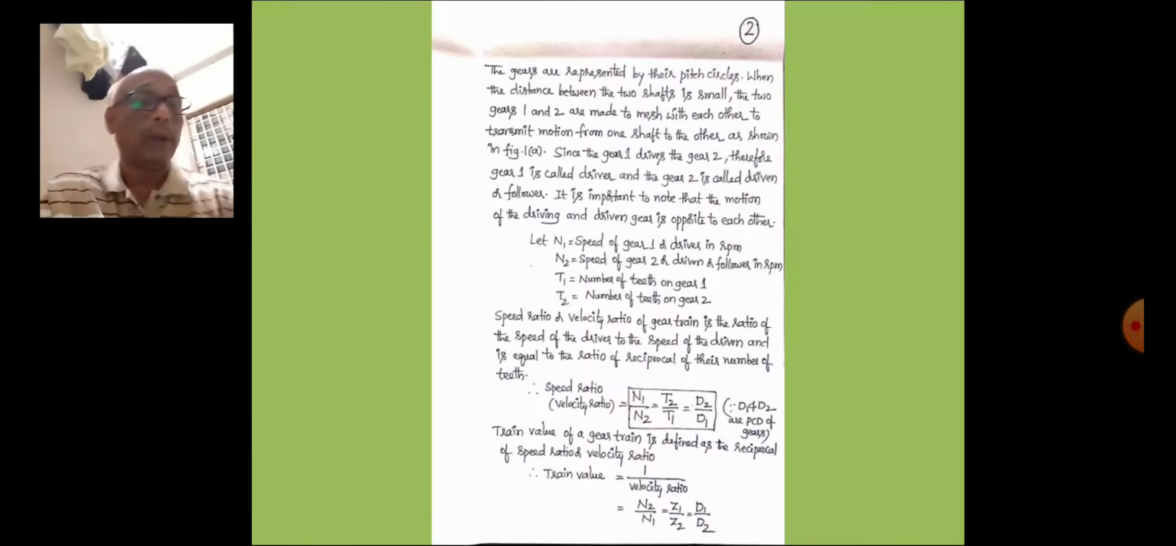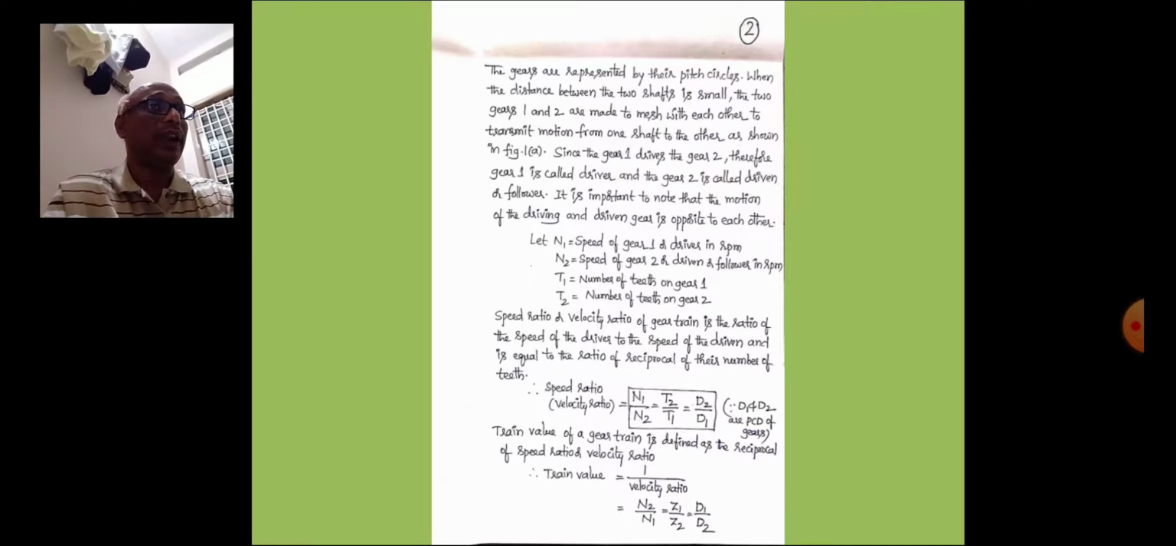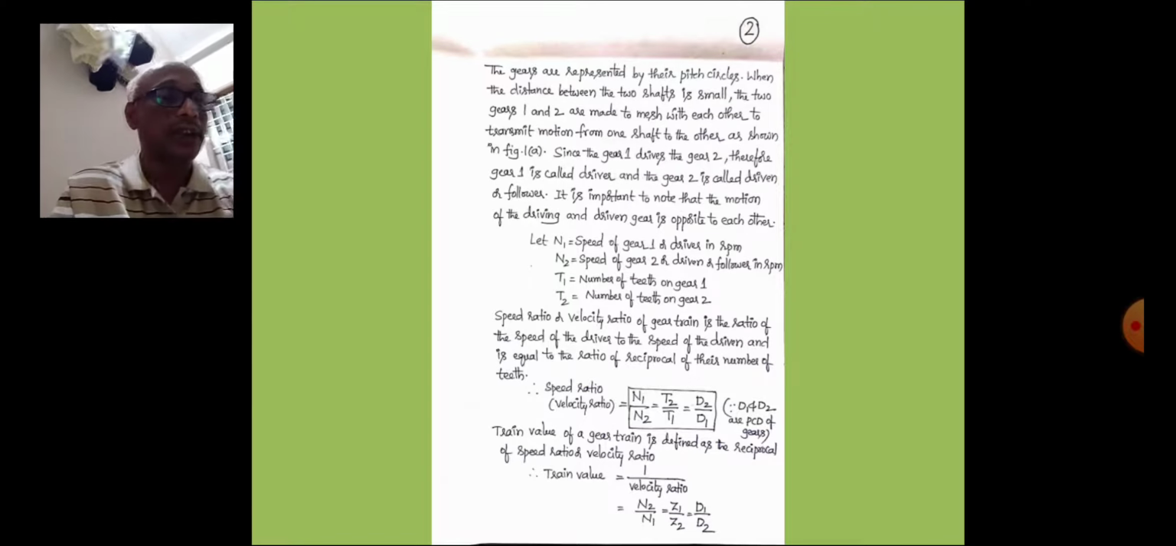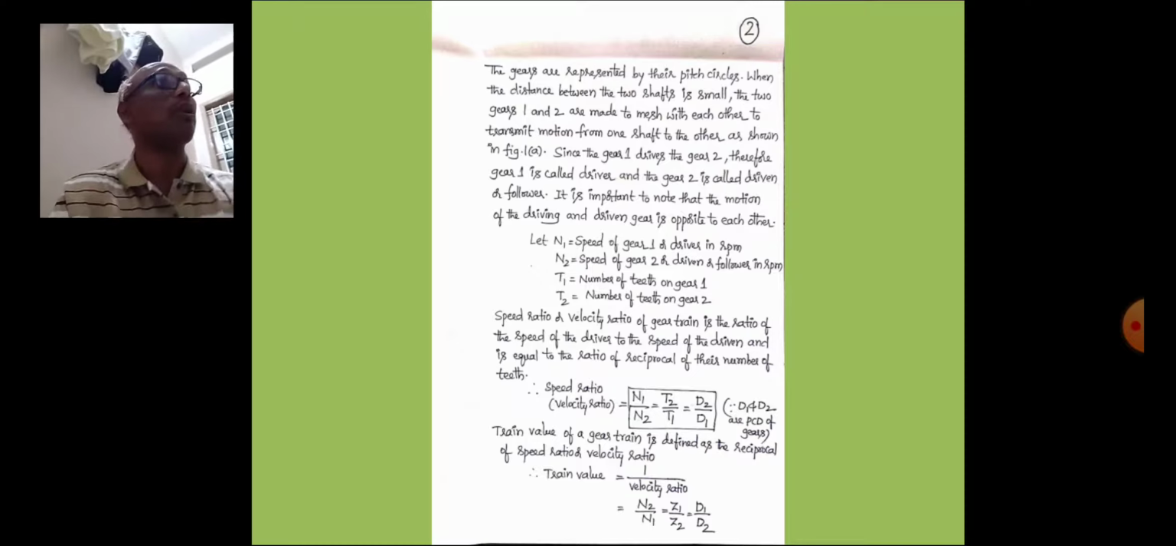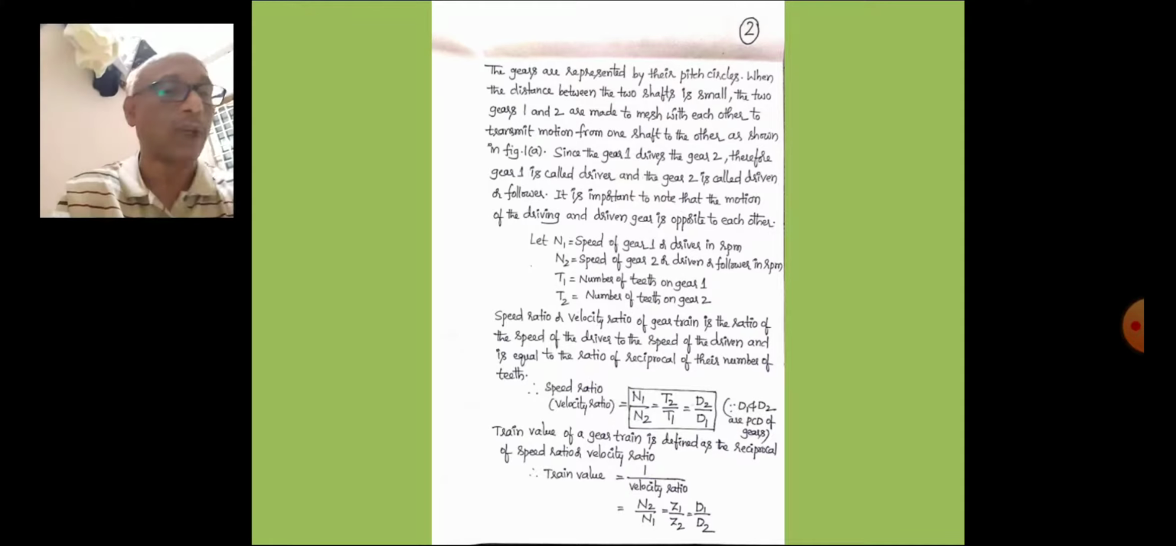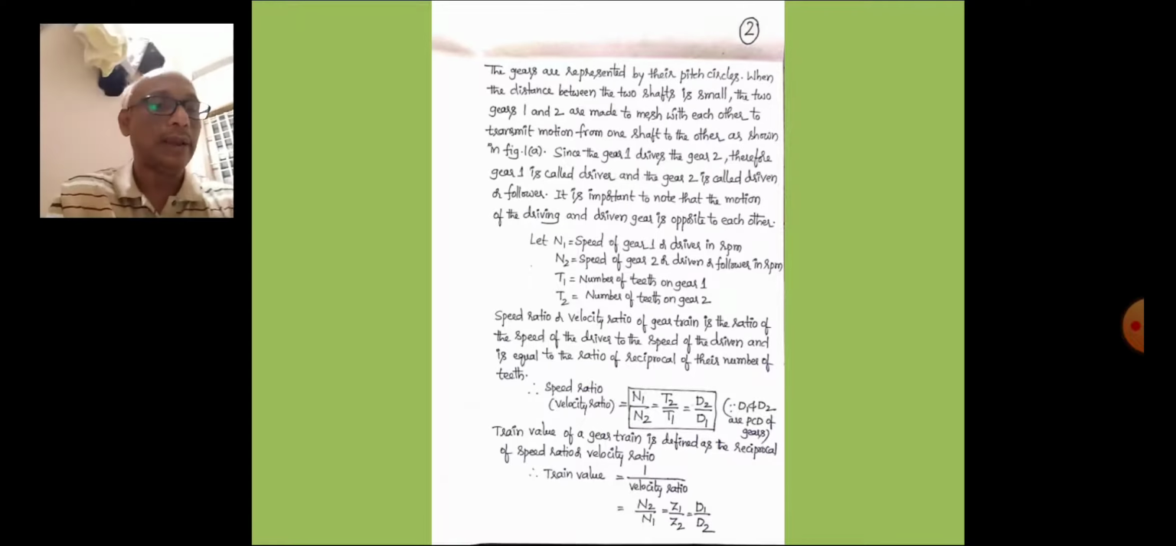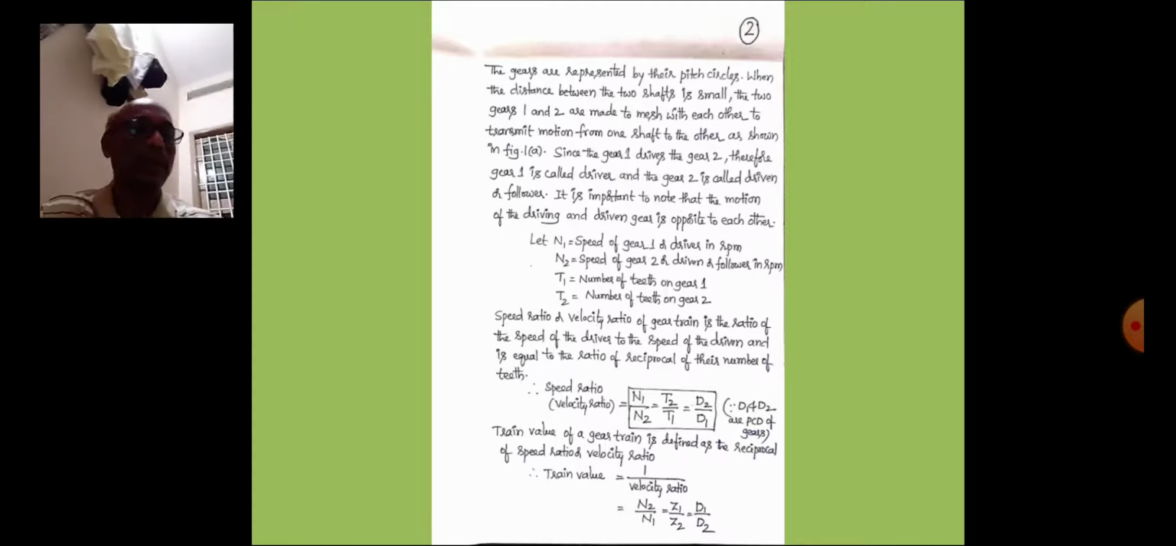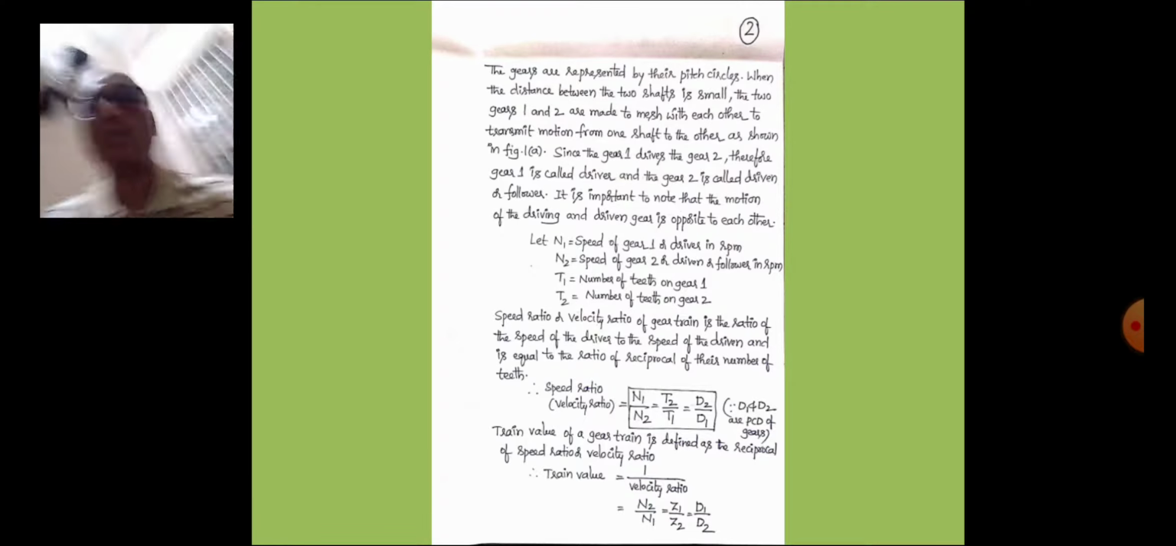Now what I want to define is a word called train value. The train value of a gear train is defined as what? Train value is equal to the reciprocal of velocity ratio. What is velocity ratio? N1 by N2. If I take the reciprocal, it is N2 by N1. Therefore, N2 by N1 is known as the train value. When there is N2 by N1, then it will be T1 by T2, not Z1 by Z2, it is T1 by T2. That is equal to D1 by D2.